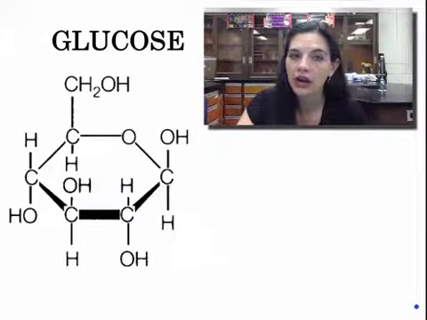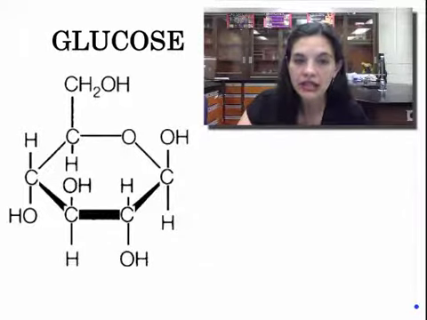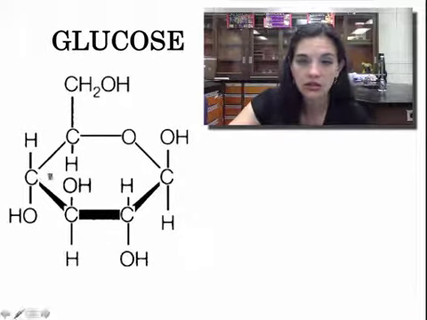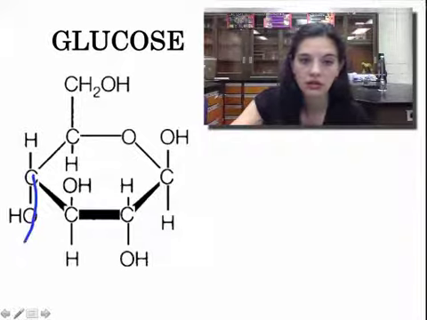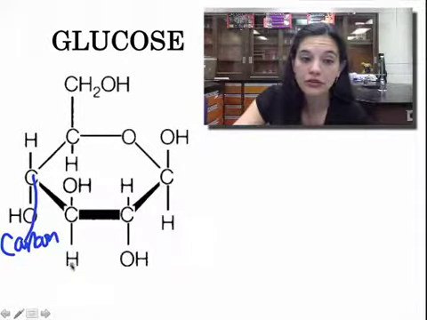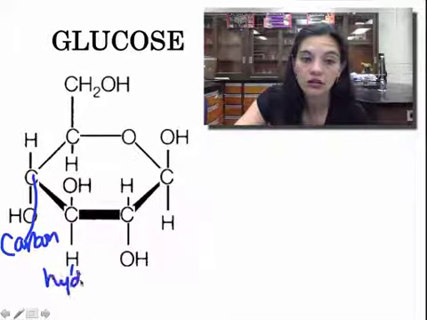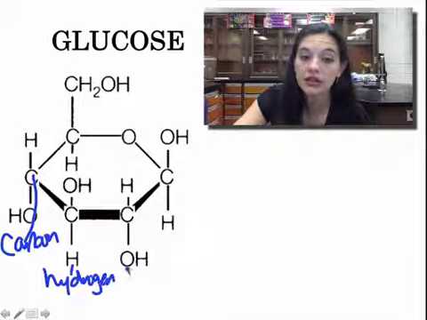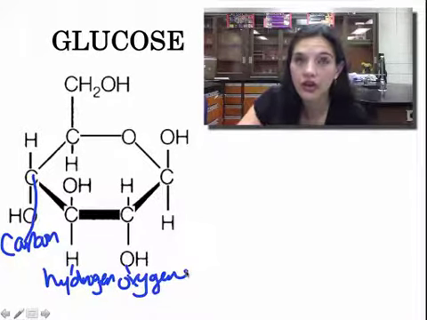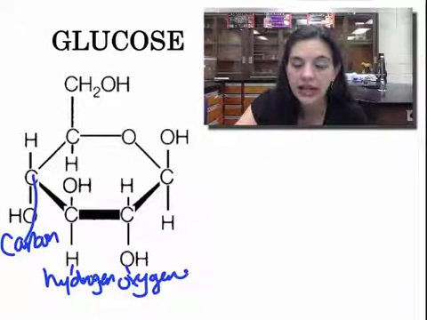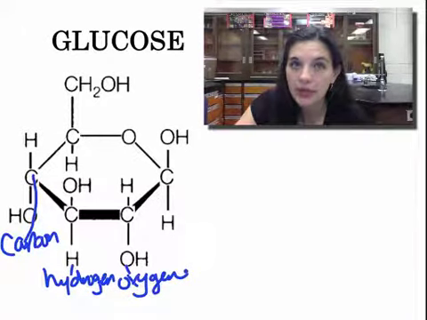This is a monosaccharide called glucose. Notice that it is made of the elements carbon, hydrogen, and oxygen. Make sure that you fill this in on your chart. All carbohydrates, every single one, contains carbon, hydrogen, and oxygen.